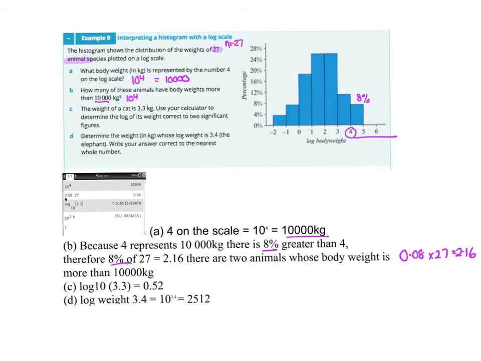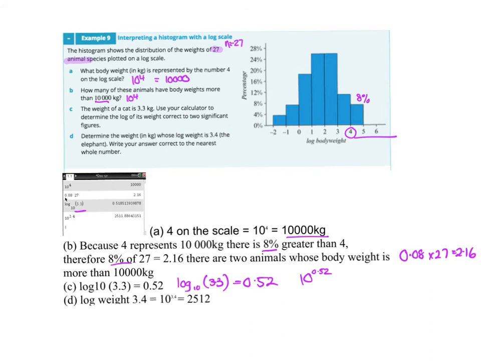Then it said the weight of the cat is 3.3. So remember, 10 to the power of 1 is 10, so the log should be less than 1. But remember, 10 to the power of 0 is 1, so somewhere in between there. But you can just type in your calculator. I've shown you there. Log 3.3 kilos, and it ends up being a log scale of 0.52, I'm going to say. So that would be sitting like that, 10 to the 0.52 gives 3.3.